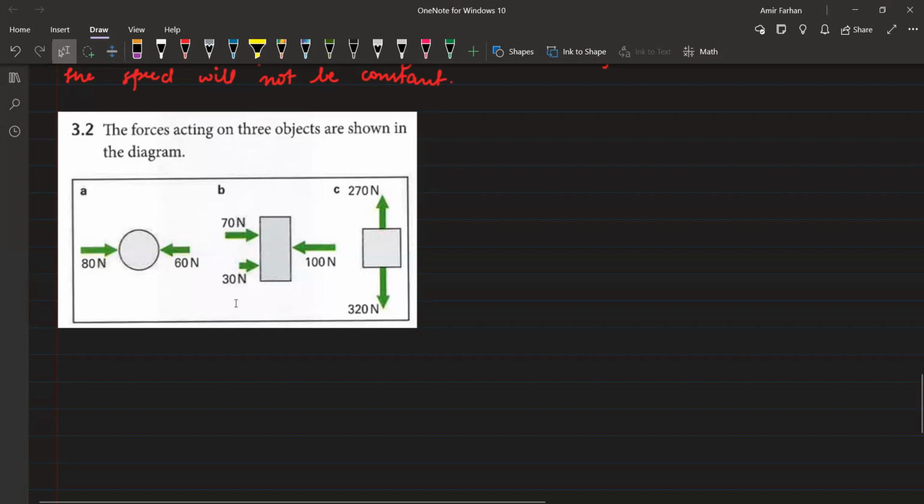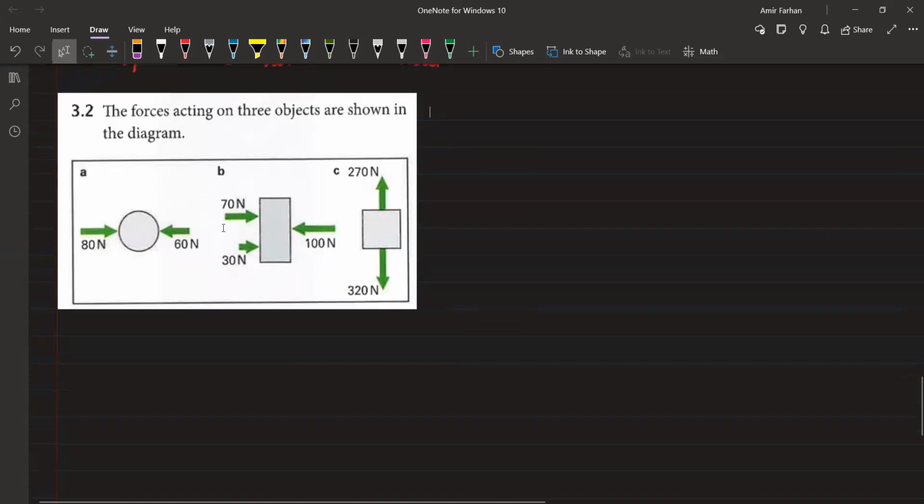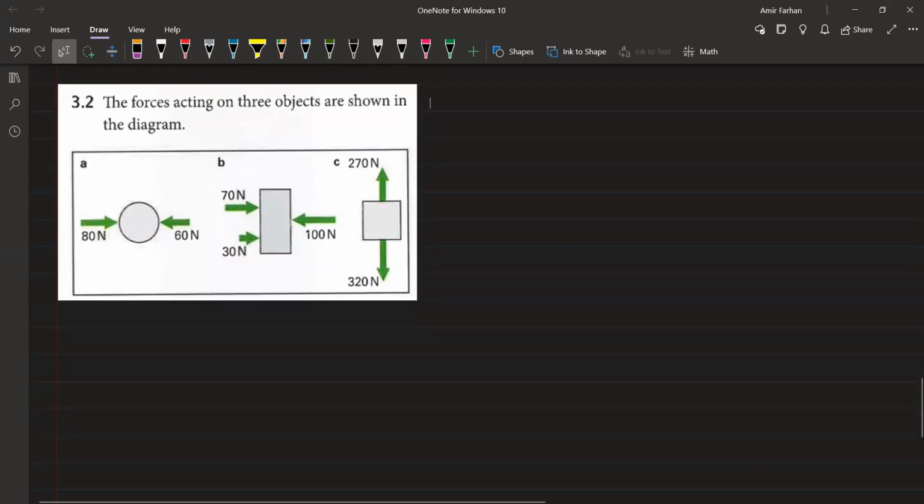Yeah, please tell me this one. What is the case here? So for the first one, I have to find the Newton, or you want to tell me what type of force it is? You have to find the resultant force here. Is it 80 minus 20? The first one, 80 minus 60, sorry, yes, 60.